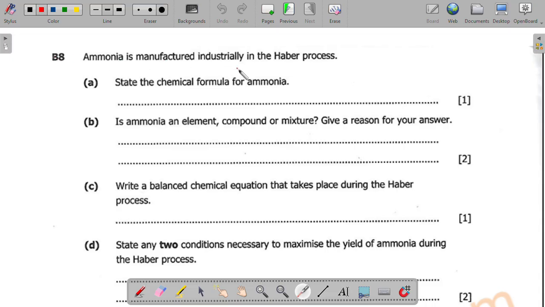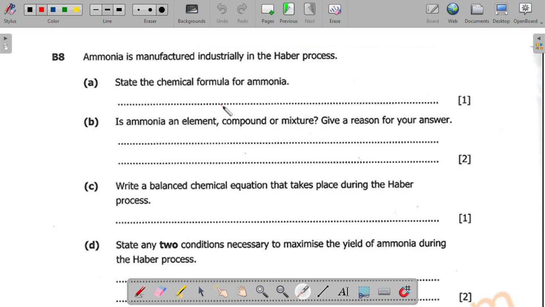Ammonia is manufactured industrially in the Haber process. A. State the chemical formula for ammonia.